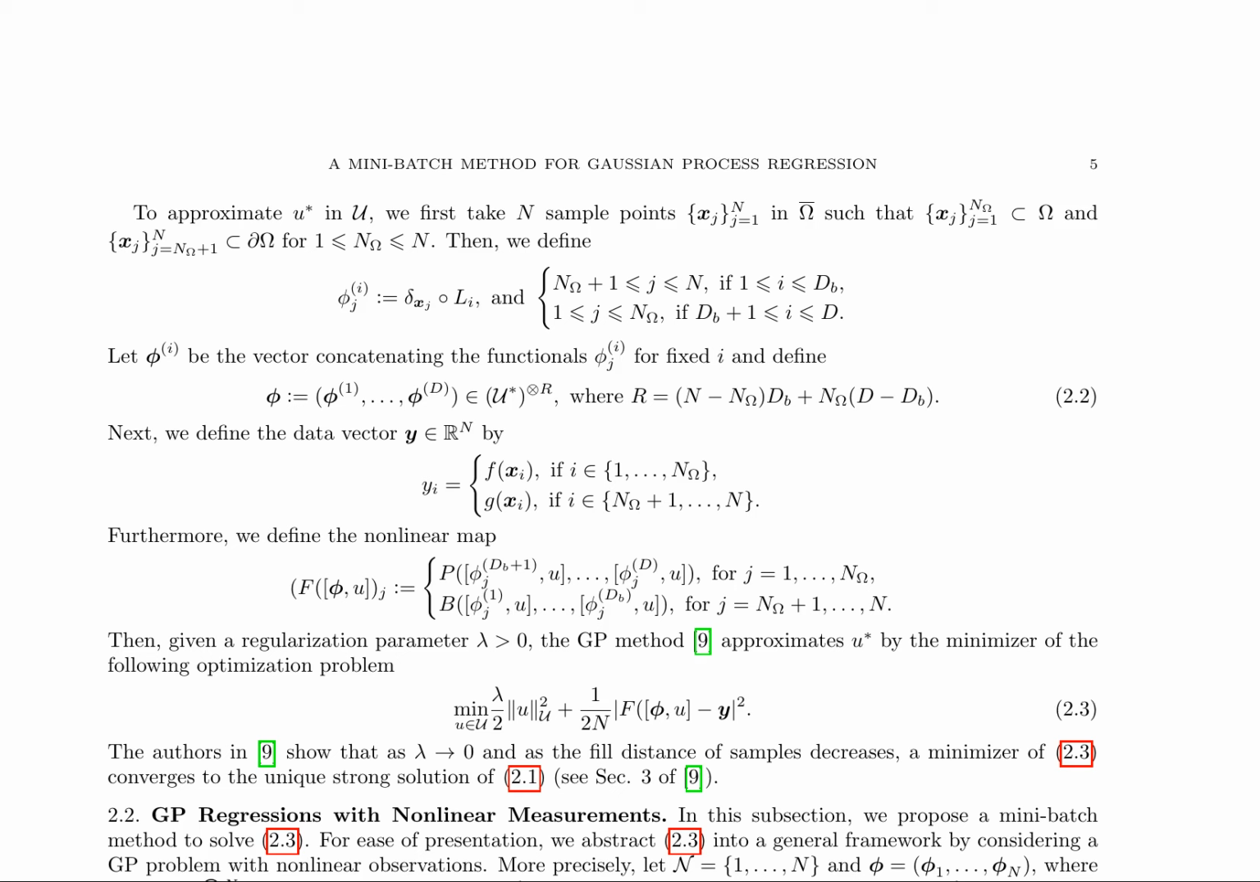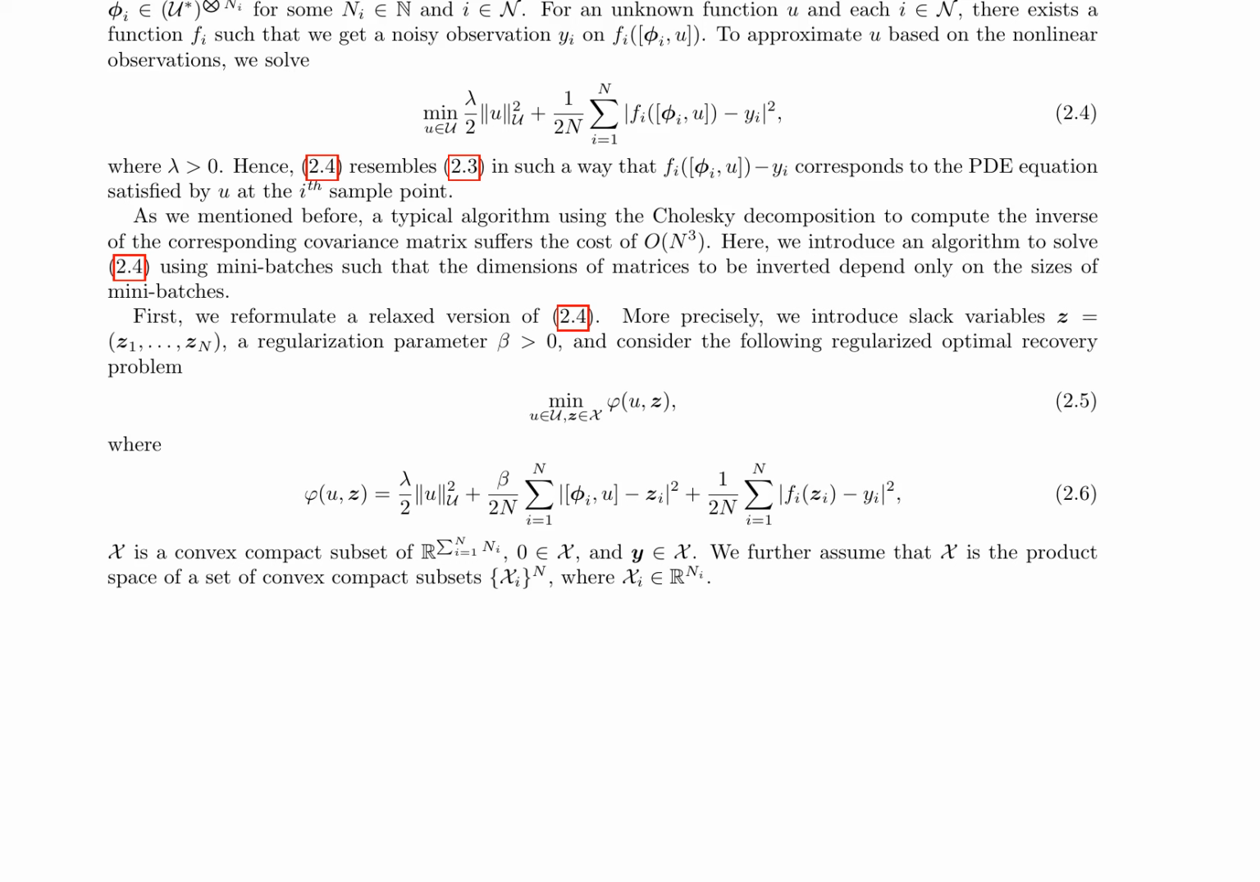In the second part of the paper, the authors propose a minibatch method to solve the GP problem with nonlinear observations. This method reformulates the original optimization problem into a regularized optimal recovery problem, introducing slack variables z and a new regularization parameter beta. The regularized optimal recovery problem aims to minimize the function phi(u, z), which consists of three terms: the regularization term on u, the penalty term for the slack variables, and the data fidelity term.